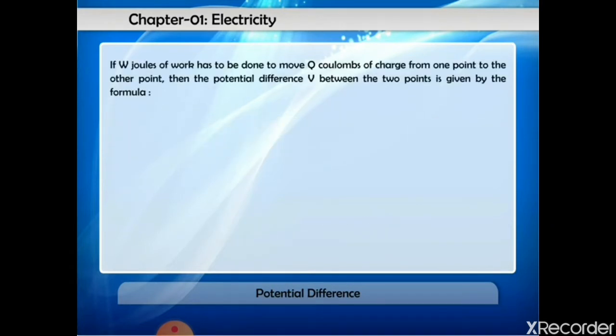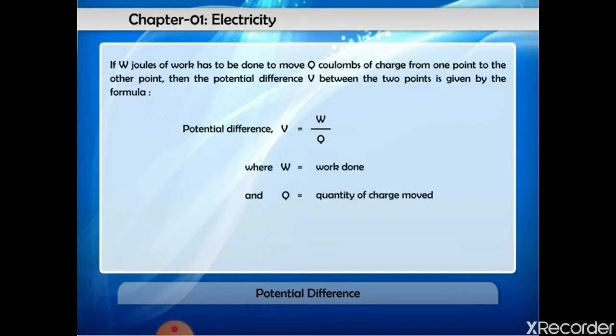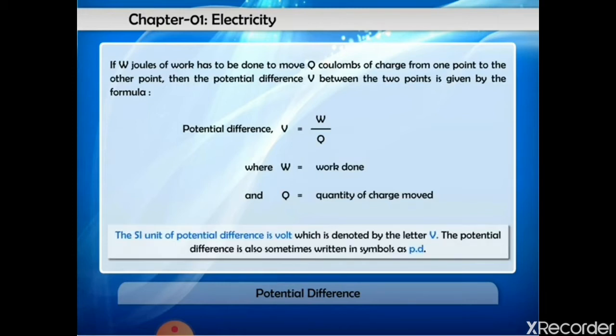If W joules of work has to be done to move Q coulombs of charge from one point to the other point, then the potential difference V between the 2 points is given by the formula potential difference V equals W over Q, where W is equal to work done and Q equals quantity of charge moved. The SI unit of potential difference is volt, which is denoted by the capital letter V. The potential difference is also sometimes written in symbols as P.D.